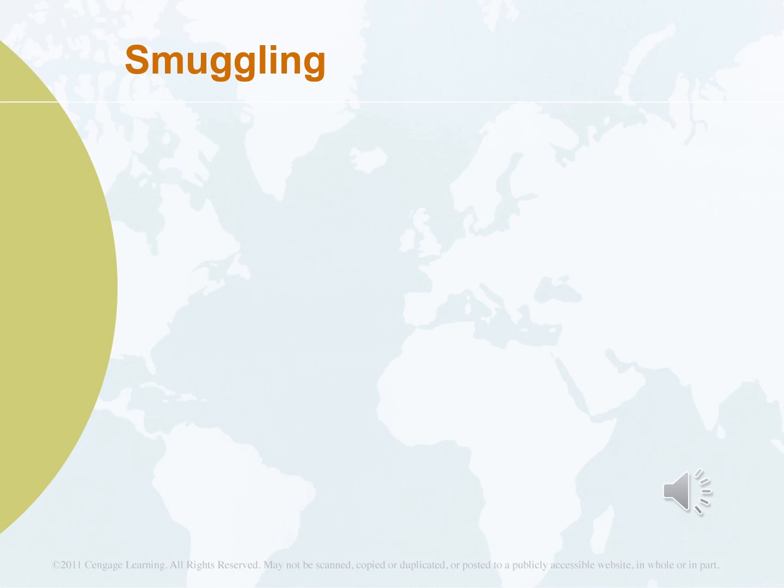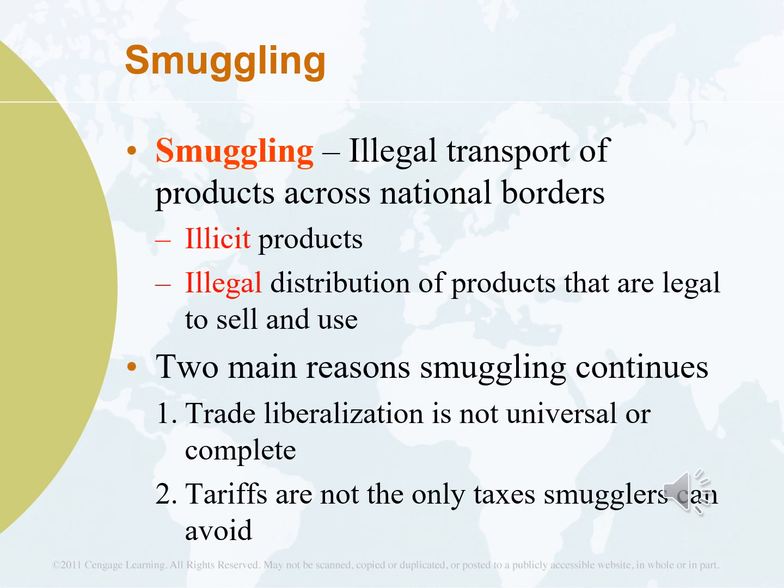Finally, in this chapter, we talk about smuggling. Smuggling could be the illegal transport of products across national borders. The product itself could be illicit, that's called illicit products, but the distribution is illegal, even though the products are legal. And what are the reasons for smuggling to continue? Why do people still do that every day?